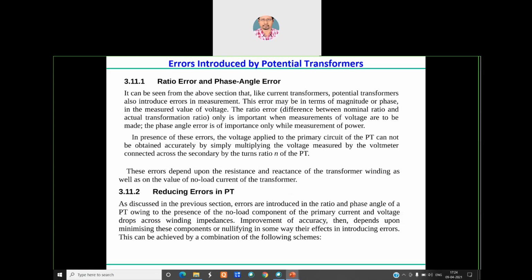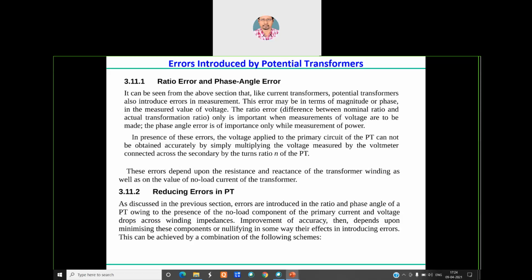So what are the possible errors? The same thing: the ratio error and the phase angle error. How can you minimize them? Obviously, these errors occur due to the primary circuit of the winding and cannot be obtained accurately by simply applying the multiplier device across the voltmeter. That is why, by maintaining the turn ratio of the potential transformers, you can measure these errors very accurately as far as the ratio error or the phase angle errors are concerned. Clear?